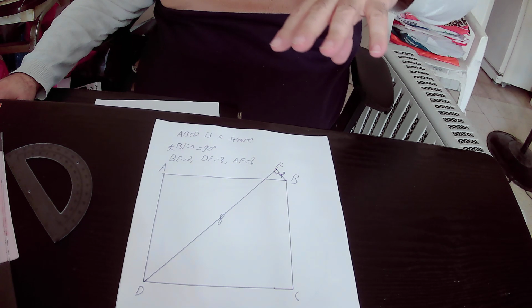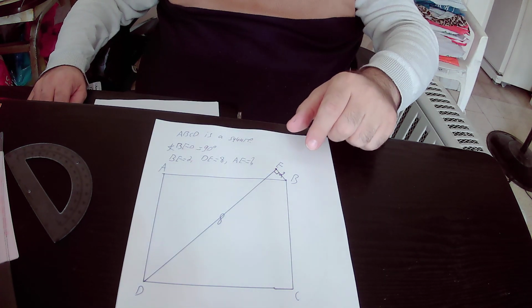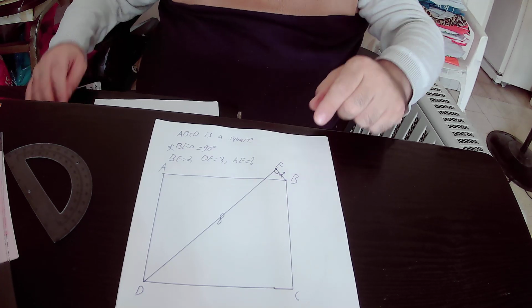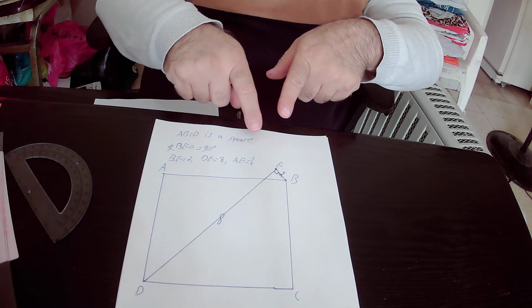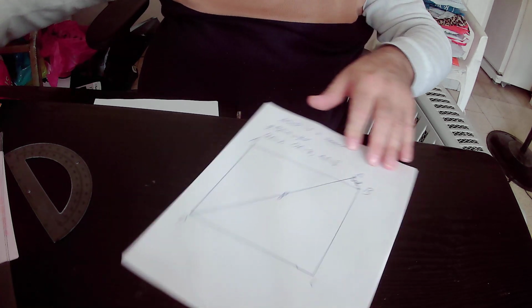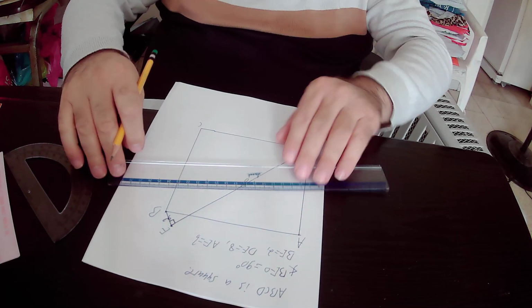Hello, in this lecture we will find the size of line segment AE. In the drawing we have square ABCD. We know that BE equals 2 units, DE equals 8 units, and we want to find out the size of line segment AE. Actually, the size of this line segment.